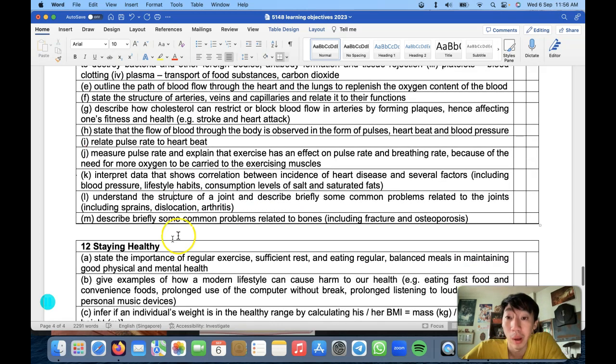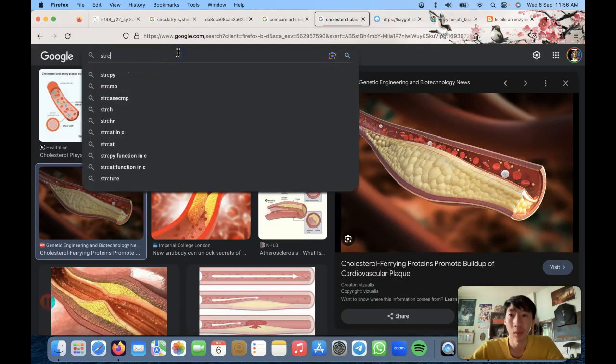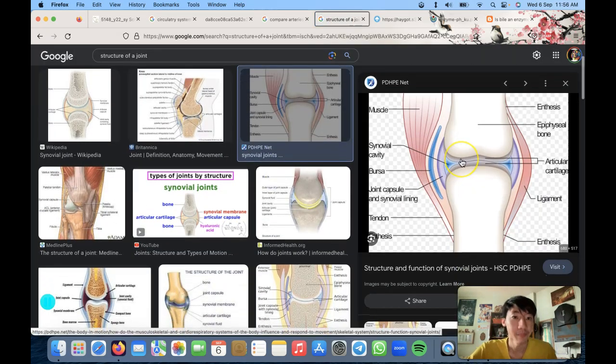Okay, we need to talk about the structure of a joint, and then some of the common problems related to the joint, such as sprains, dislocation, and arthritis. Let's quickly talk about them. Structure of a joint. Okay, so let's talk about the joint. There are a lot of other random things here, don't worry. Let's talk about the key terms.